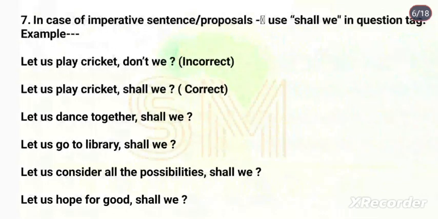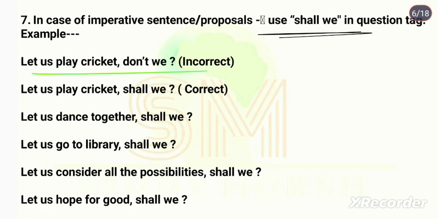Next, when we talk about an imperative sentence, or you can say proposals, we always use shall we in the question tag. Now we do not go for the same tense or same sense. If the sentence is imperative or there is a proposal, then we use shall we in the question tag. Shall we rule. You can see here: let's play cricket, don't we? So let's, this is a proposal.